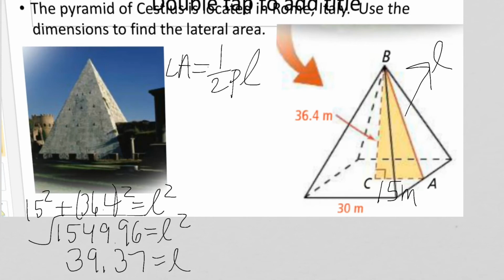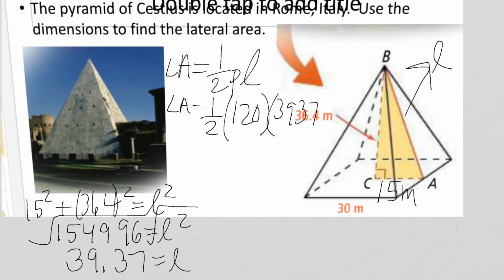I square and add them up, square root both sides. I get my slant height to be about 39.37 meters. Now let's go ahead and plug it into the lateral area formula. So 1/2, the perimeter would be 30 times 4, which is 120 meters, times that slant height, 39.37. When I plug it into the calculator and divide it in half, I get the lateral area to be about 2,362.2 meters squared.